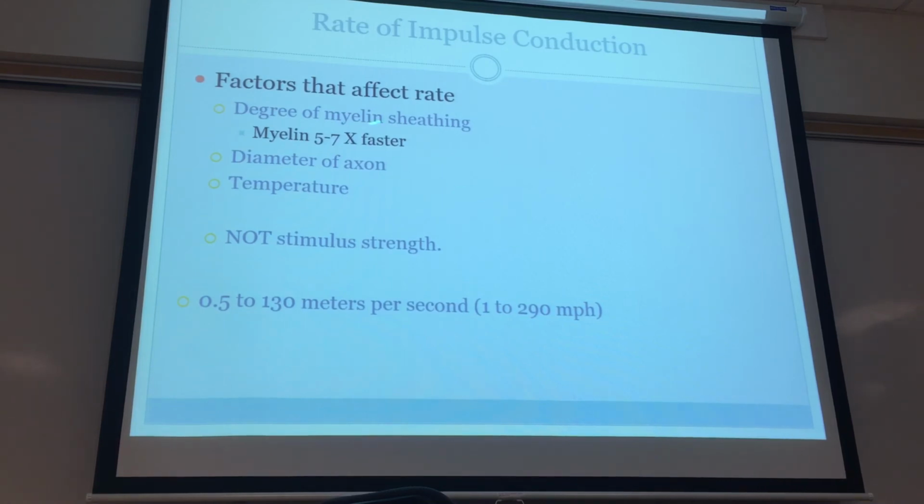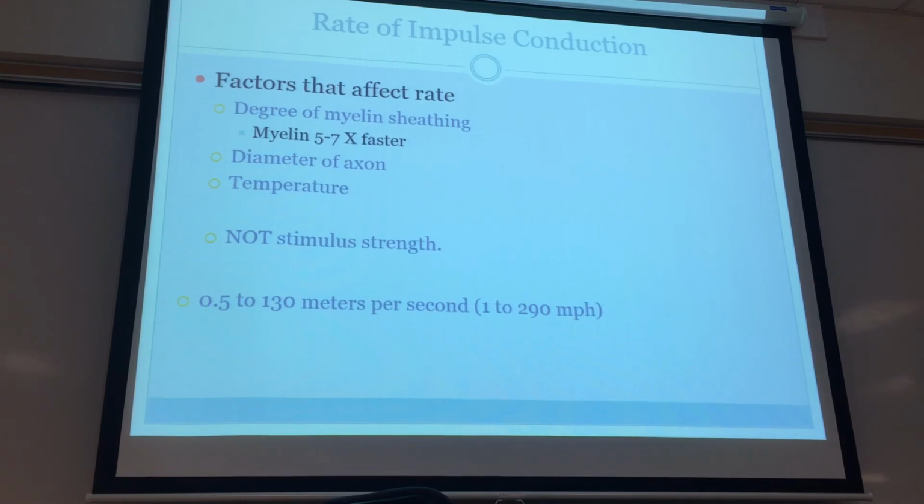Another thing that also affects the rate is the diameter of the axon. For the most part, neurons already have very minute differences in the diameter, so that's not really going to govern too much. The bigger the diameter, the faster those ions move through. And that will make much more sense, especially when we talk about our cardiovascular lecture.